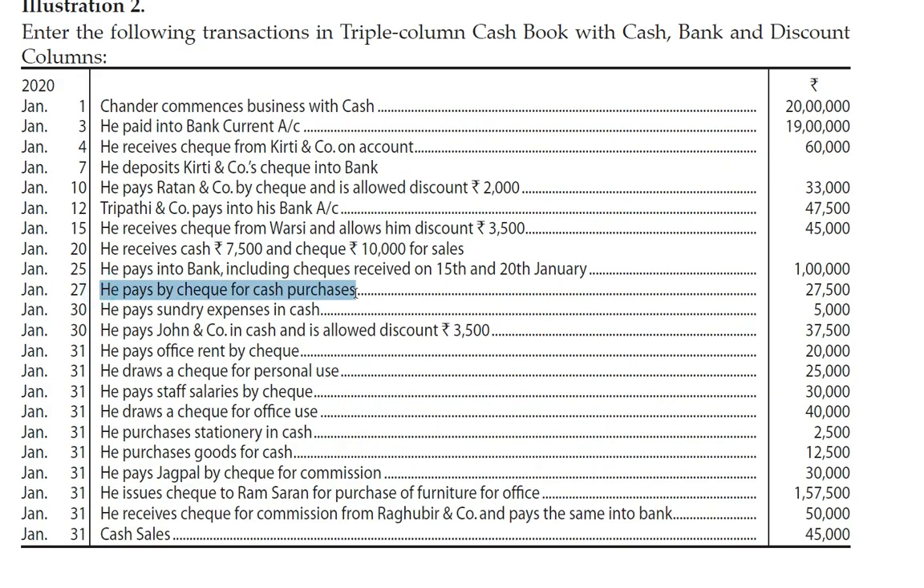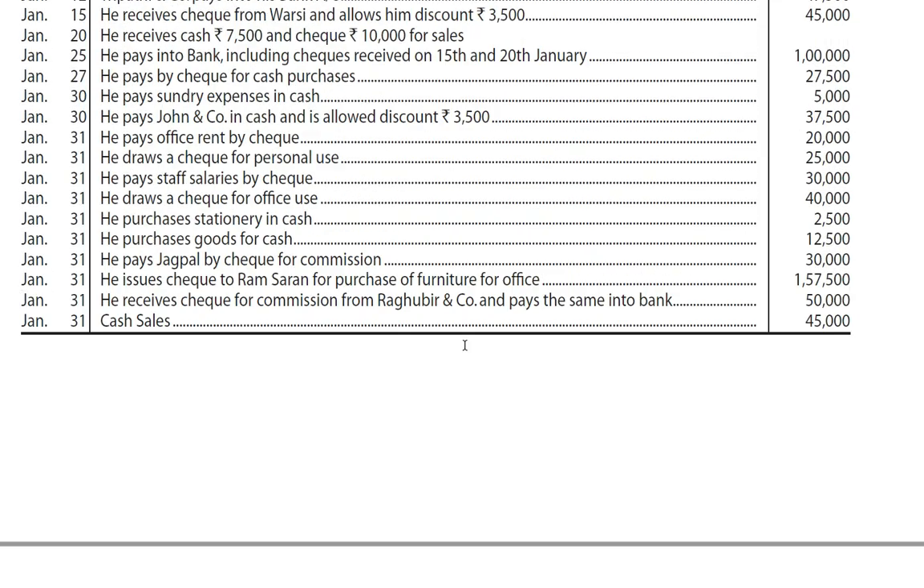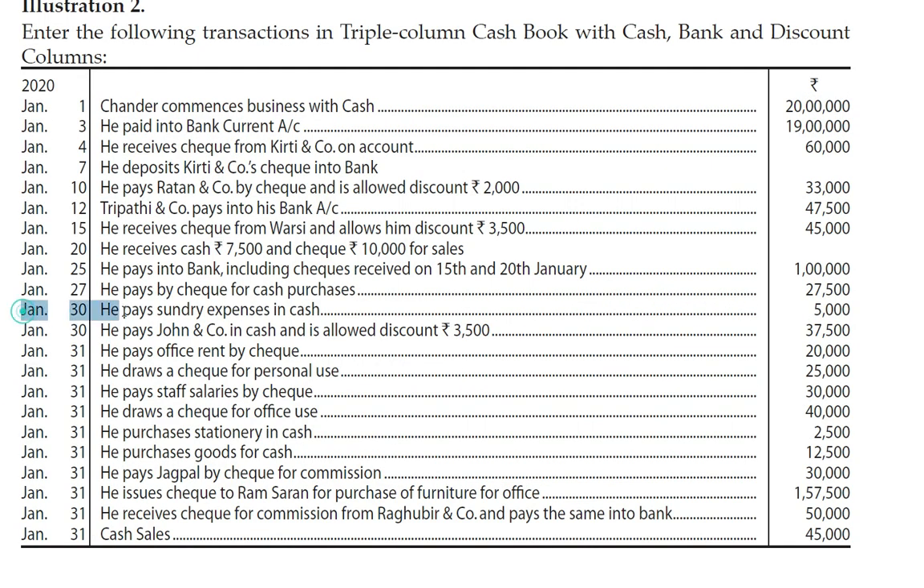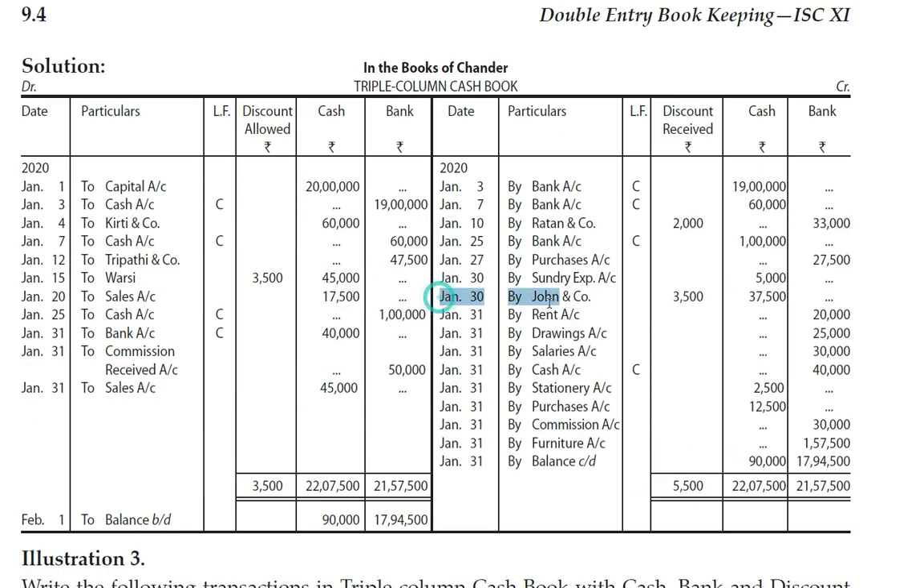He pays a check for cash purchases 27,500. January 27. See, January 27 by purchase 27,500. Come to the next transaction, that is January 30. He pays sundry expenses in cash. Just think, money is coming in or money is going out. Here money is going out, that the 5,000 rupees on the January 30. See, January 30 by sundry expenses, that the 5,000 rupees.